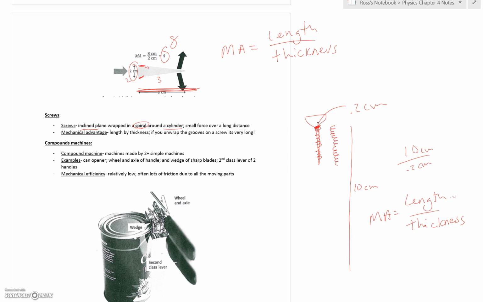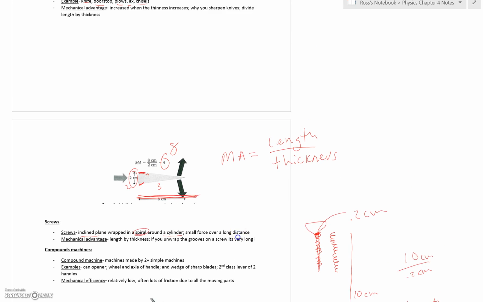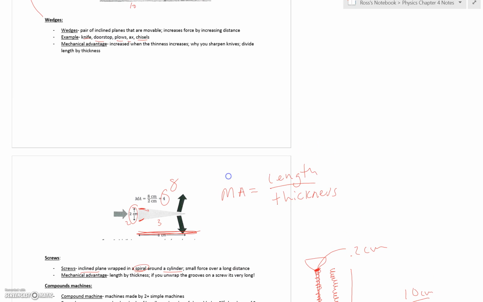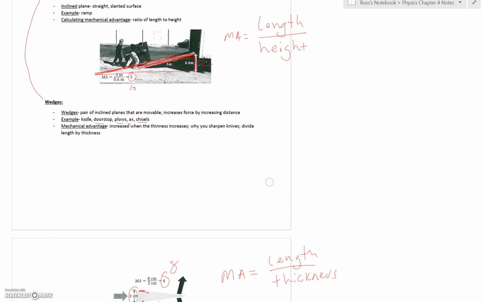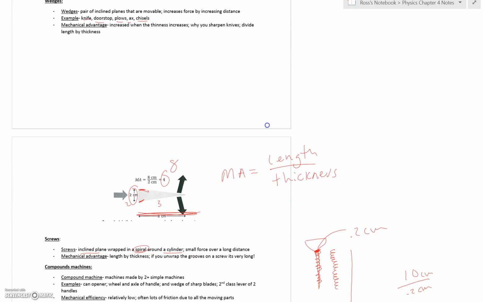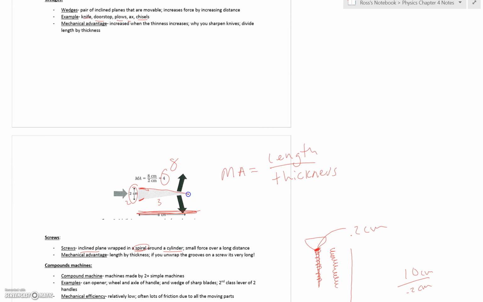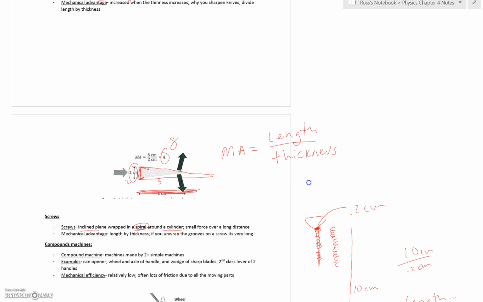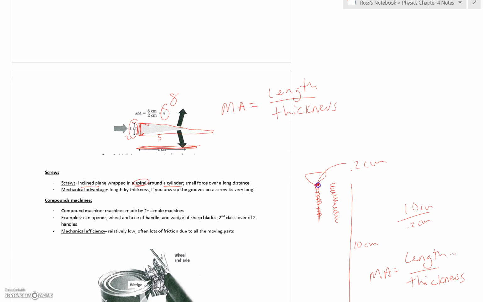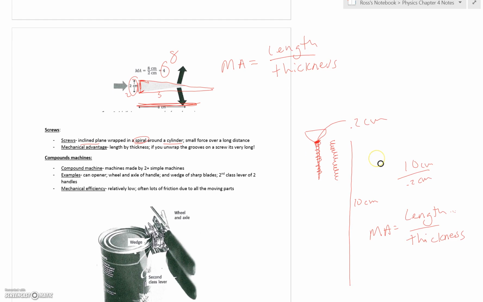So you make a screw better, or you make a ramp better, an inclined plane or a wedge better, by making it longer and thinner, right? So you can decrease this height here, you can increase this length, out to here, or you can make this piece here thinner. Here you could make this a little bit thinner, or by adding more grooves onto it and therefore making it longer.